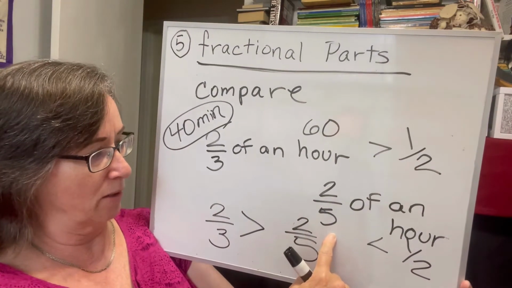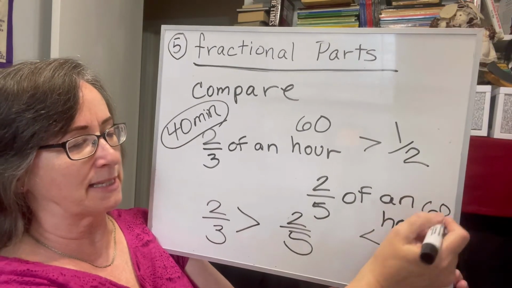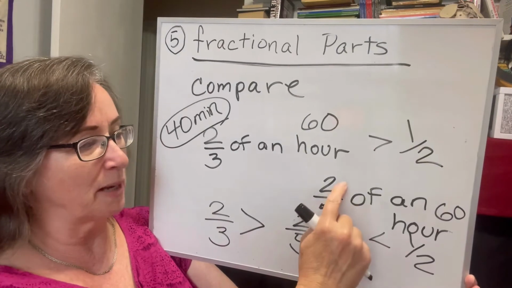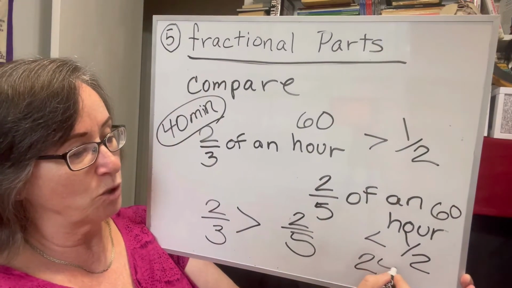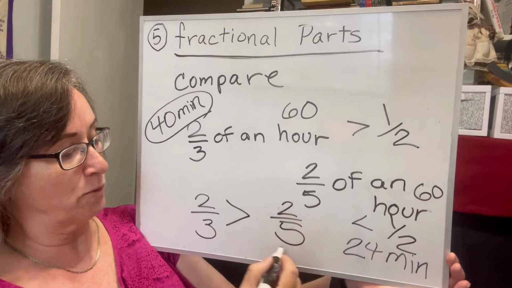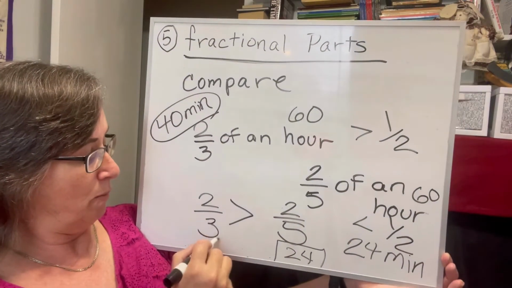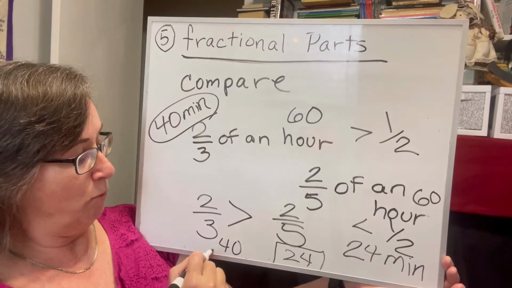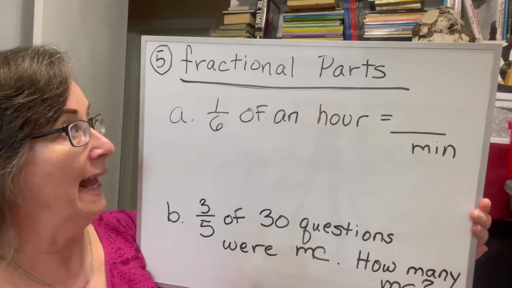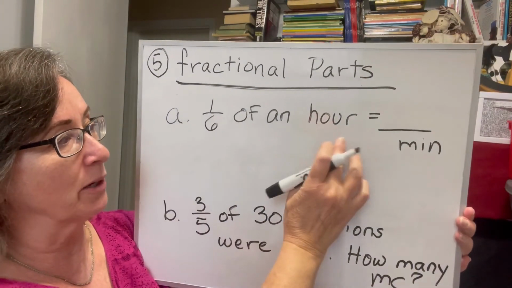2/5 of an hour. Okay, so 2/5 of 60 minutes. 60 divided by 5 is 12. 12 times 2 is 24 minutes. So were we correct? 2/5 was 24 minutes, and 2/3 was 40 minutes, and 40 is indeed greater than 24, isn't it? Okay, so here we are. 1/6 of an hour is how many minutes?